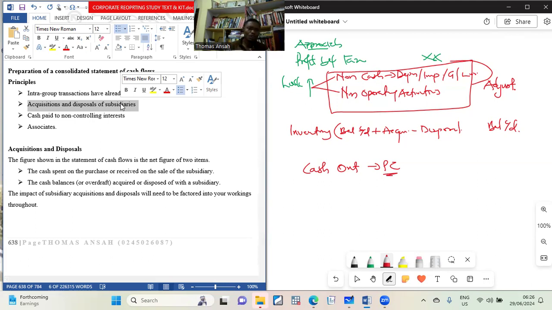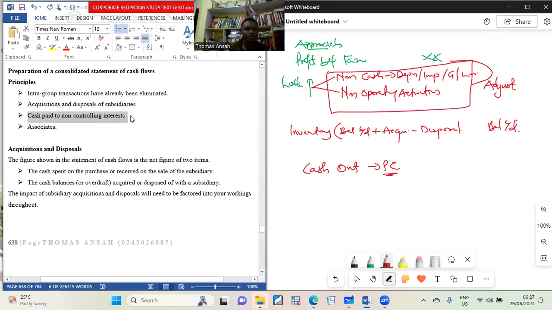Now, what we come here to do is the cash. The next thing is cash paid to non-controlling interest. And for cash paid to non-controlling interest, we have basically two cash flows in there. First one is the cash you paid to acquire the subsidiary. So that is a cash outflow. The next payment will be a dividend. So we will look at that.